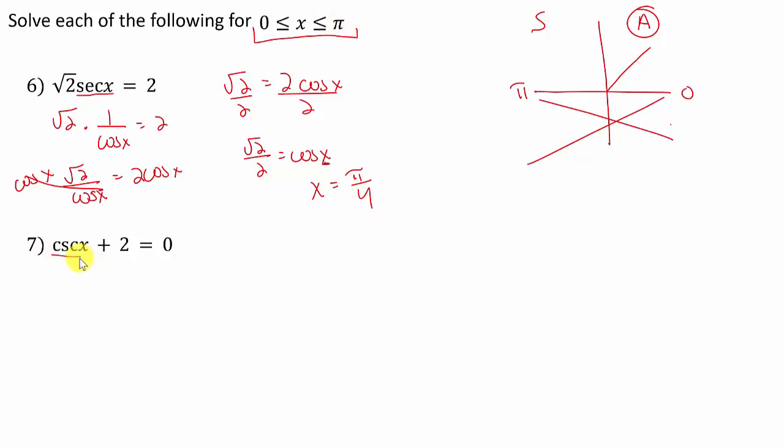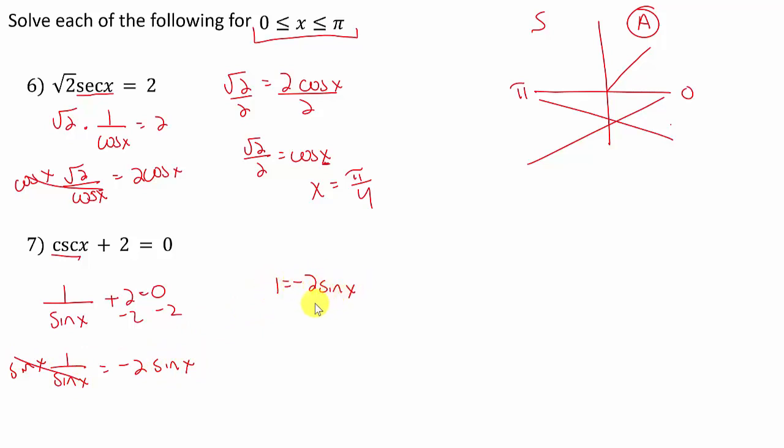In this example, we're going to change cosecant to 1 over sine x, and then we're going to work on getting sine by itself. So we're going to subtract the 2. And I have 1 over sine x equals negative 2, and I want to multiply both sides by sine. Okay, so this is just basic algebraic manipulation here. So I have 1 equals negative 2 sine x. Divide by negative 2, and I get negative 1/2 equals sine x. So what we're asking is what angles have a sine value, or a y value, of negative 1/2?